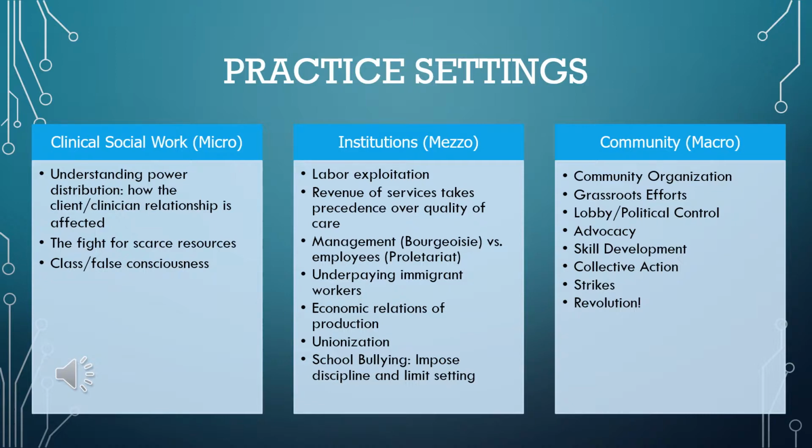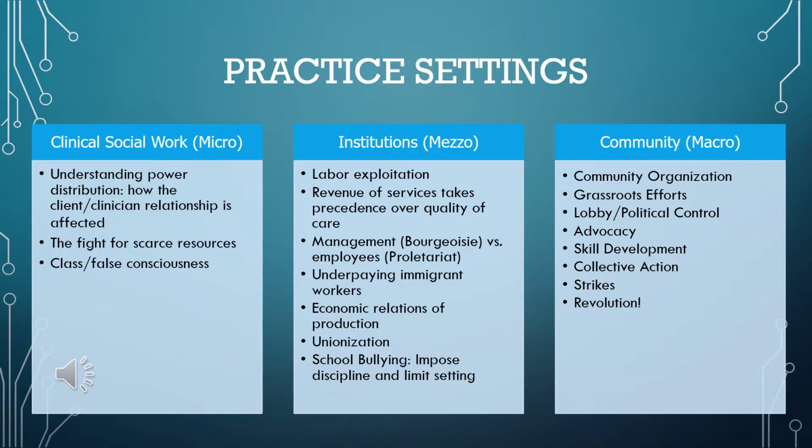This refers to the revenue generated by providing services, which may become more of a priority than the quality of care. This is perpetuated in institutions by management enforcing productivity of employees despite burnout or client incomes. Another example is the exploitation of immigrant workers who will work in unpleasant jobs for little money in fear of retaliation for legal status. Unionization is one way to overcome the inequality of this power differential.